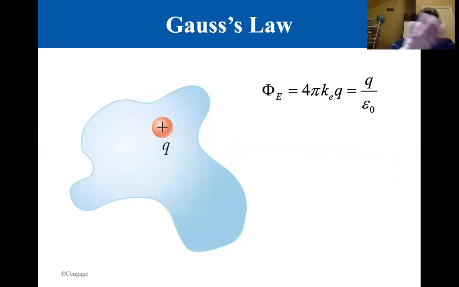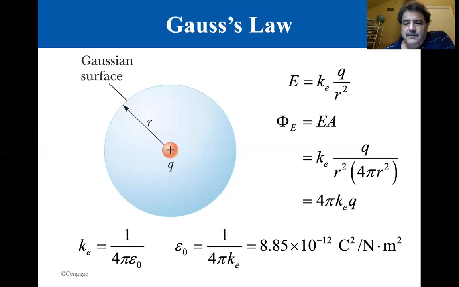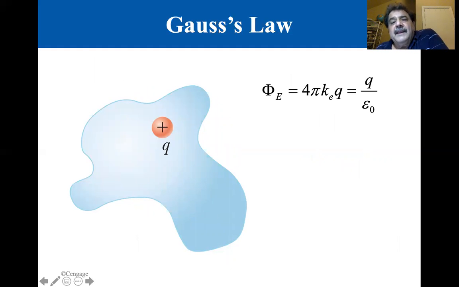Well, let's go back and look at that. If KE is equal to 1 over 4 pi epsilon 0, then 4 pi KE is equal to 1 over epsilon 0. And so the electric flux is equal to 4 pi KE Q, which is equal to Q over epsilon 0.